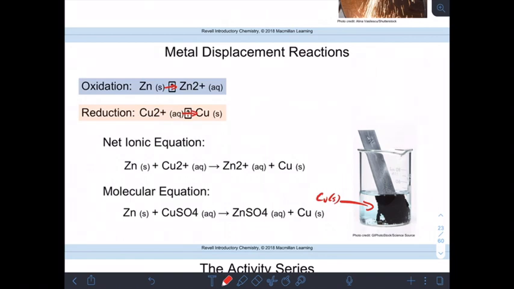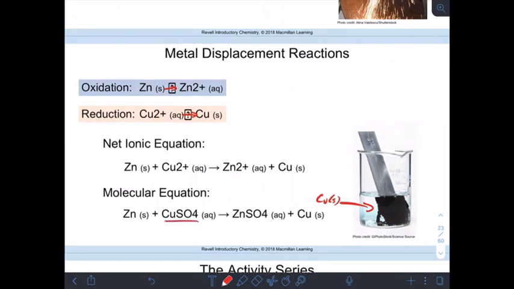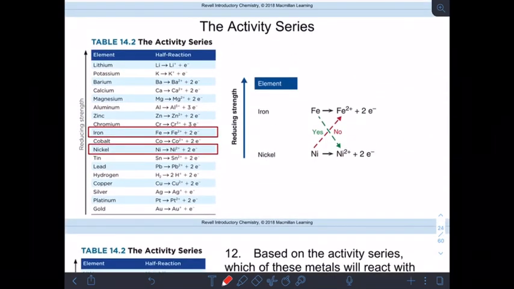When I put a piece of solid zinc in a solution of, for example, copper sulfate, I will have a spontaneous reaction where I get copper solid built up on the surface of the zinc. How that works is a thing called the activity series. The activity series allows us to determine spontaneous reactions: will a reaction happen all by itself? In some cases, yes, and in some cases, no.